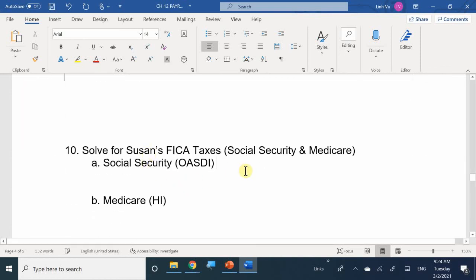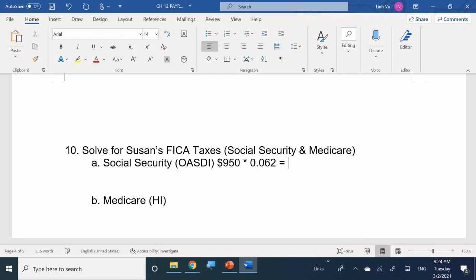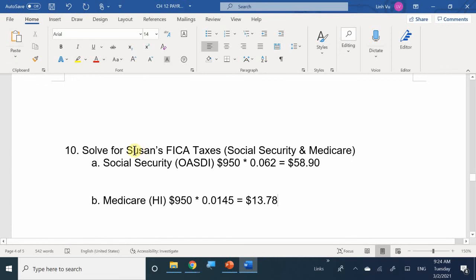How much is her Social Security going to be? $950 times 6.2%, $58.90. What about her Medicare? How much Medicare is she going to have to pay? $13.78. Okay, good. All right, so those are the only three components here.